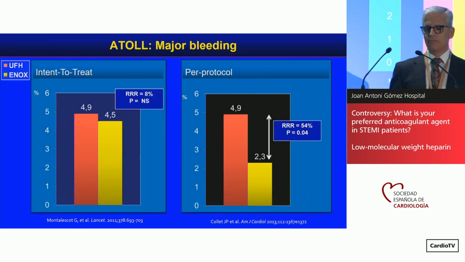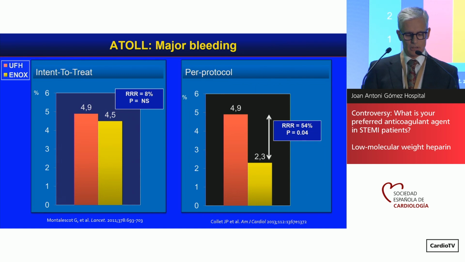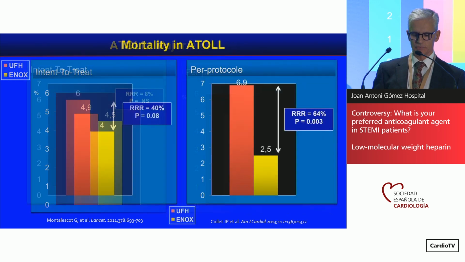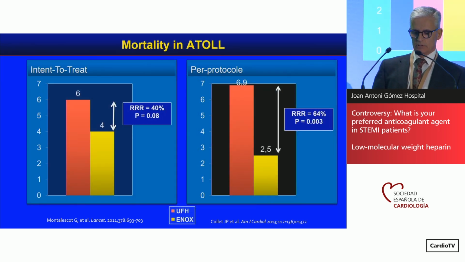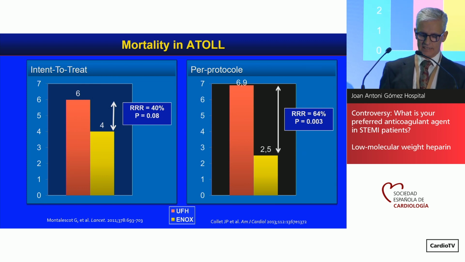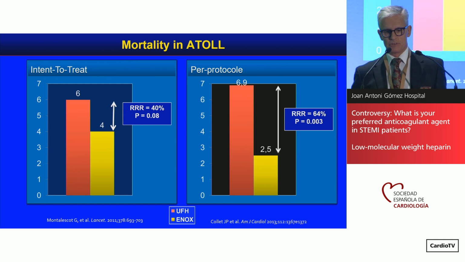And we are talking about the safety of this treatment. The major bleeding was no different in the intent to treat population, and there is a very big, significant difference in the safety profile from enoxaparin in front of the unfractionated heparin. Even if you analyze the secondary endpoint, all-cause mortality, there is a trend to be less in the group treated with enoxaparin, and when you analyze per protocol the treatment received, there is a clear, significant benefit for those patients treated with enoxaparin.